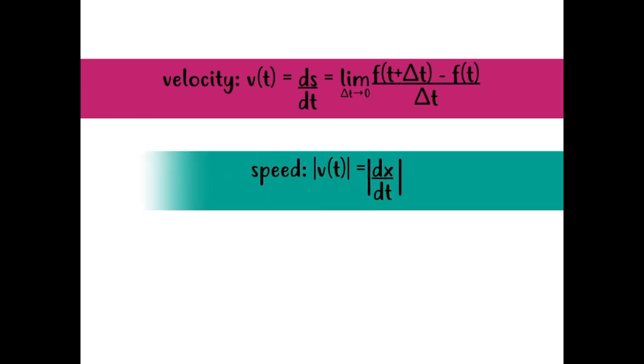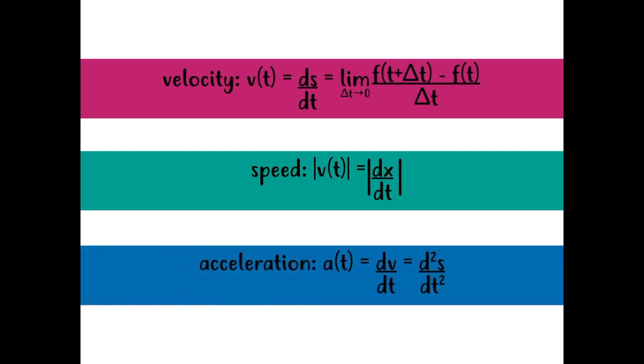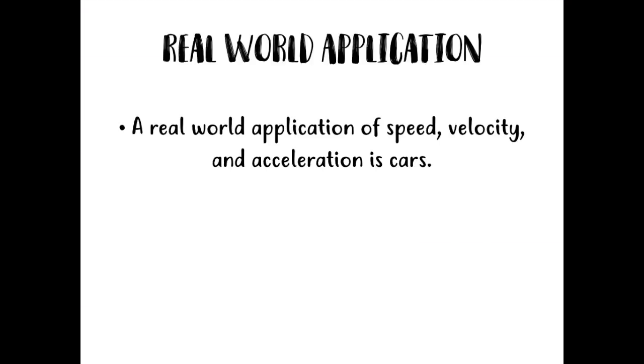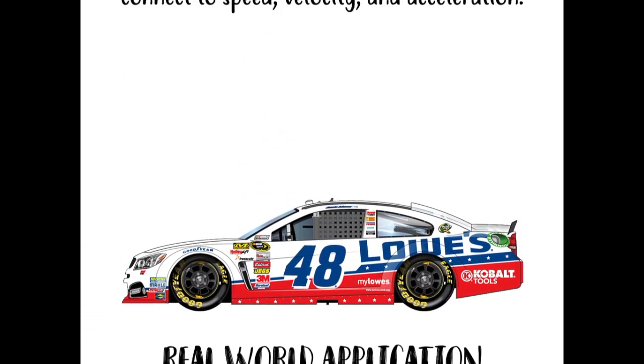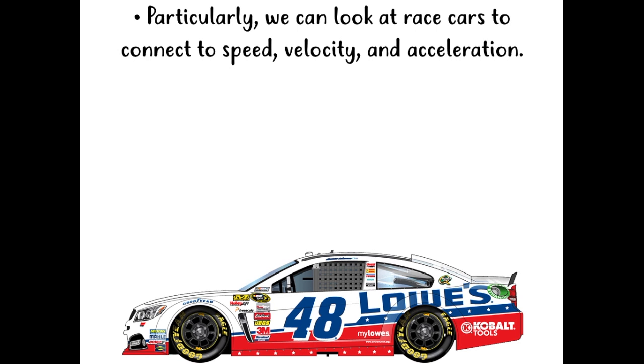Velocity is essentially the derivative of the position function. Speed is the absolute value of the velocity function, and acceleration is the second derivative of the position function or the derivative of the velocity function. A real-world application of speed, velocity, and acceleration is cars. Particularly, we can look at race cars to connect to speed, velocity, and acceleration.